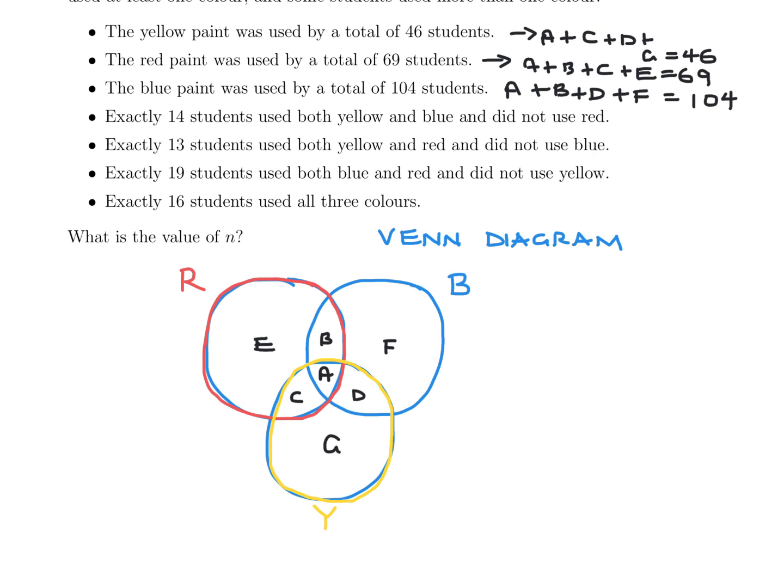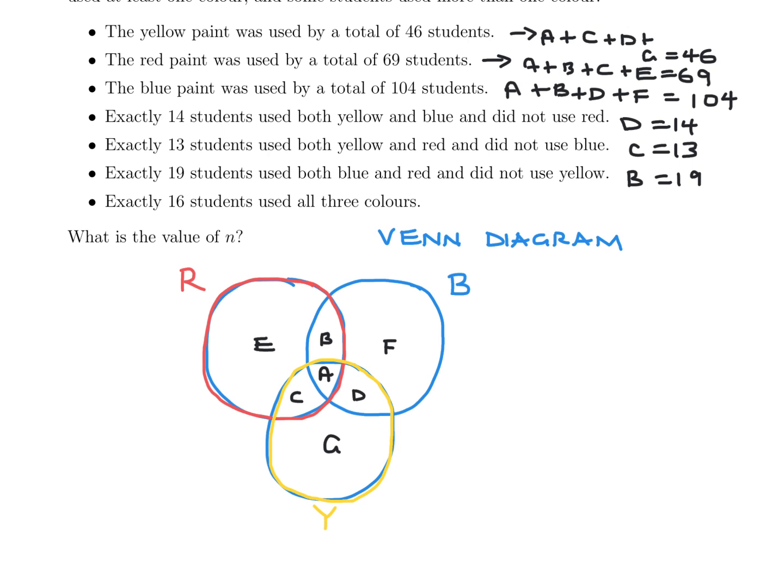Okay, now the next one, the 14. That 14 is saying exactly 14 students used yellow and blue, but did not use red. So I think that's just D. So D is 14. 13 used yellow and red, but not blue. So that's C. And then 19 used blue and red, so that's B. That's basically the interpretation of those sentences in relation to the Venn diagram.